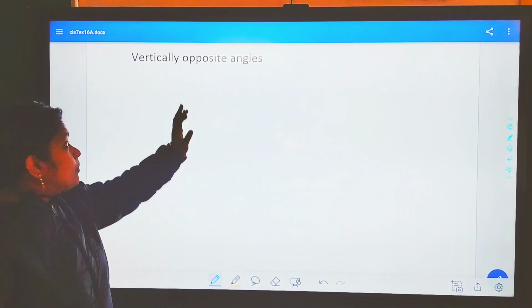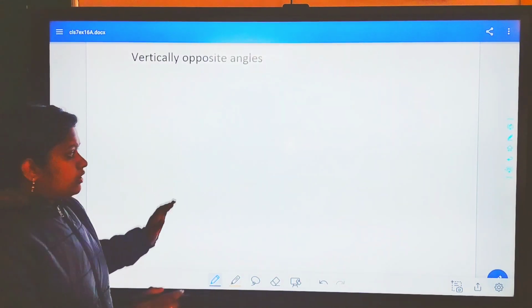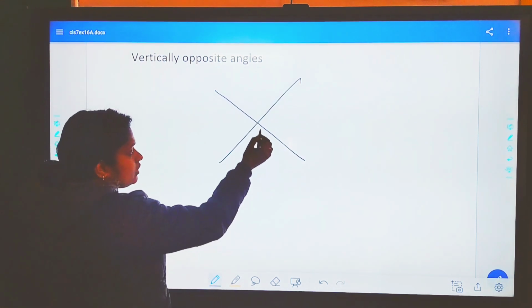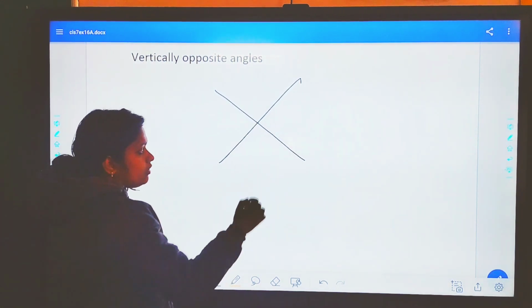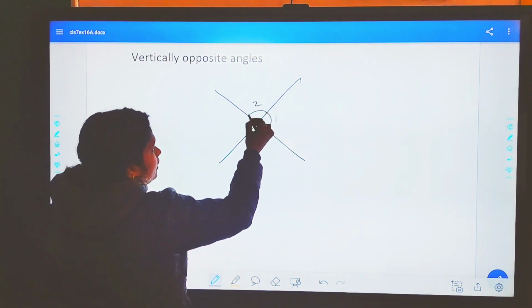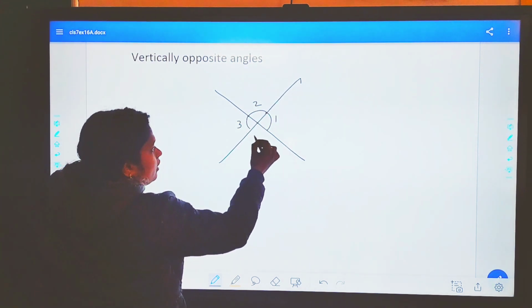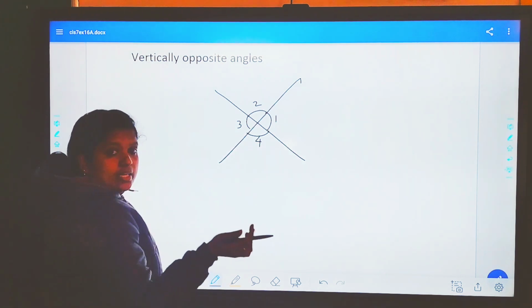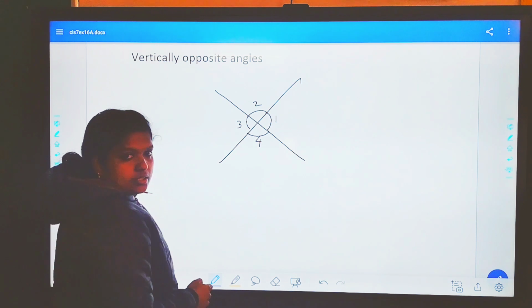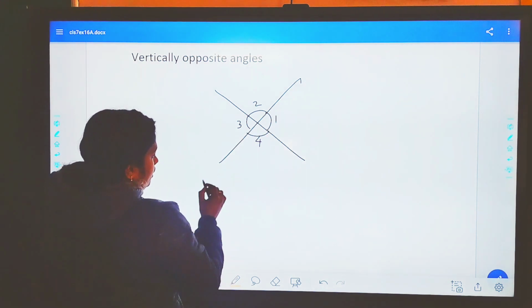We are going to discuss the vertically opposite angle. That means two straight lines are intersecting. The two straight lines intersect at one point and make four angles. This is the first angle, this is the second angle, this is the third angle, and this is the fourth angle.